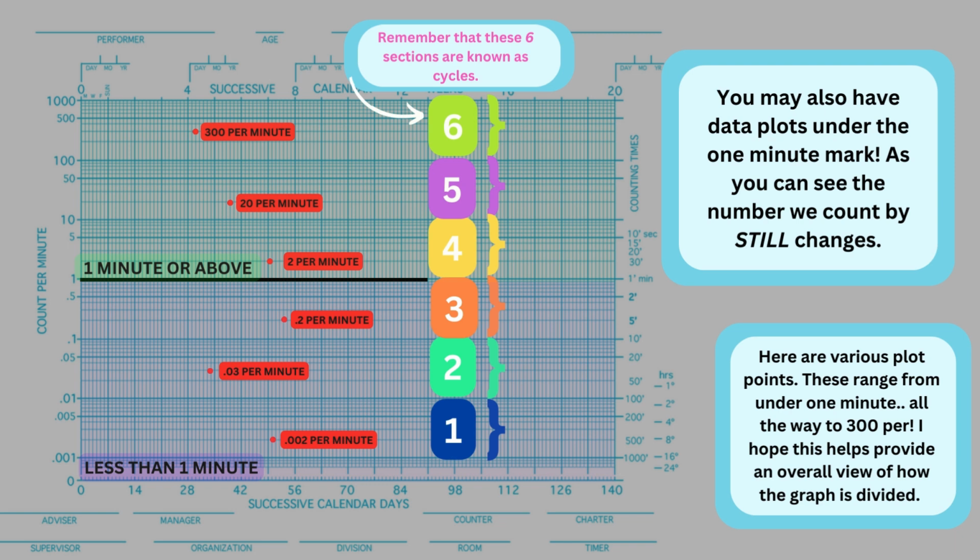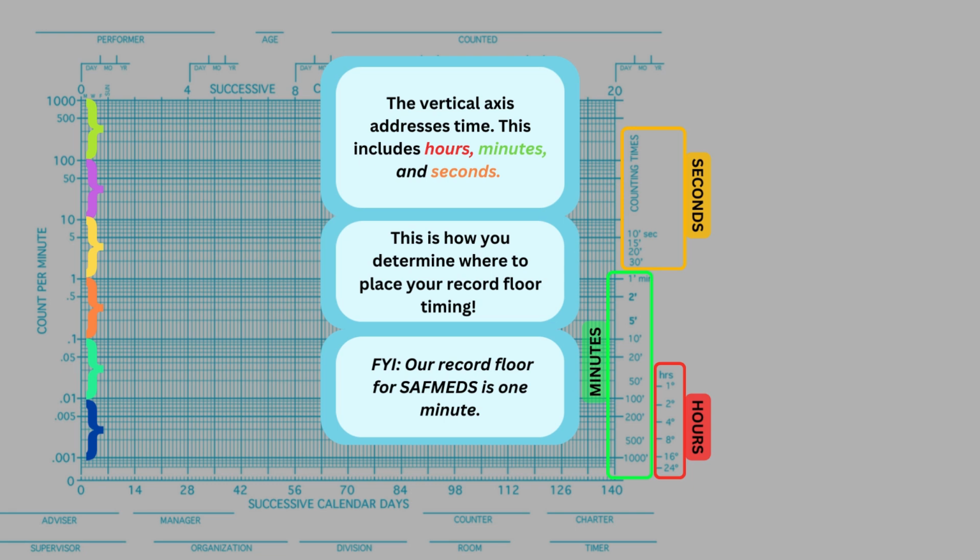But I wanted to give a general, overall look. You can have data anywhere on this chart and the same rules apply all the way up. And I just wanted to remind everybody about how the chart is split up into cycles. So the vertical axis addresses time. This includes seconds, which isn't as relevant, minutes and hours.